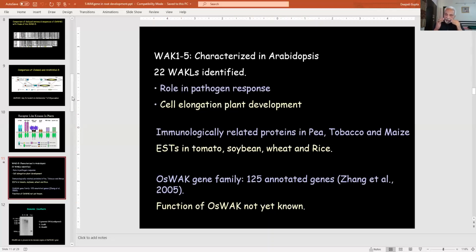So what we understood so far is that by using an RT-PCR approach and an in vitro plant recognition system, we could fish out a gene whose sequence matched a known gene of Arabidopsis, wall-associated kinases. This family of genes belongs to a larger group of receptor-like kinases, and in rice it had about 125 members annotated after the rice genome sequence was known.